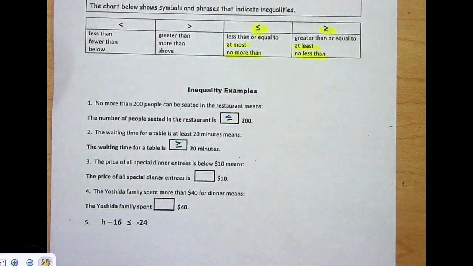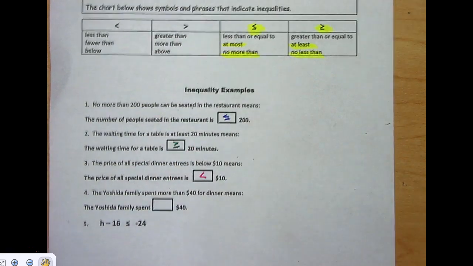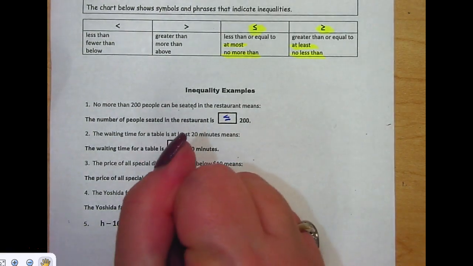The price of all special dinner entrees is below $10. What does that mean? Less than, right? If it's below, it can't be equal to $10. It's just less than. The Yoshida family spent more than $40 for dinner. What does that mean? Greater than. Is it greater than or equal to or just greater than? Just greater than, right?